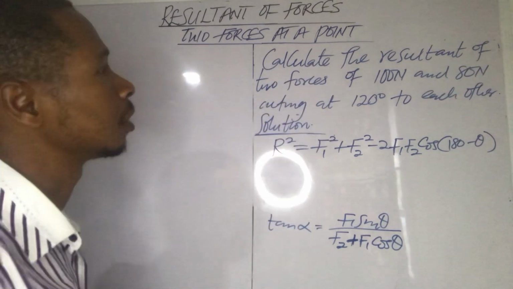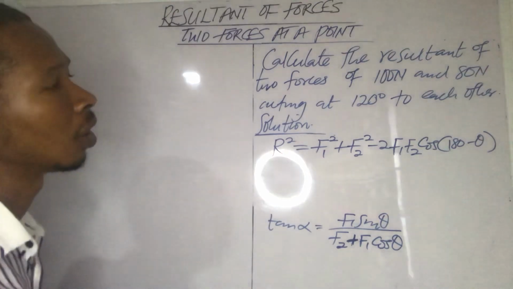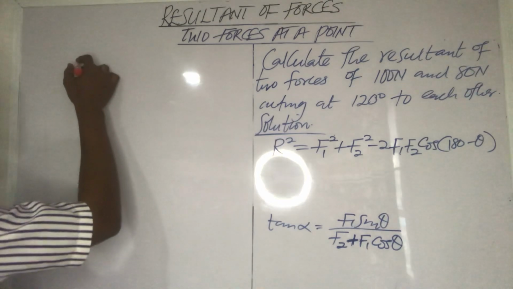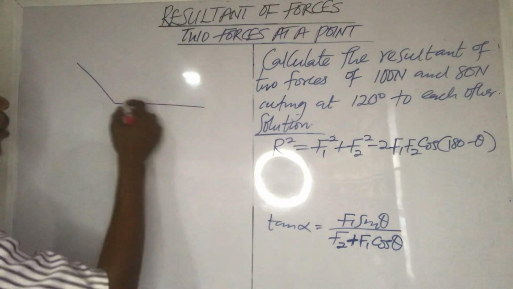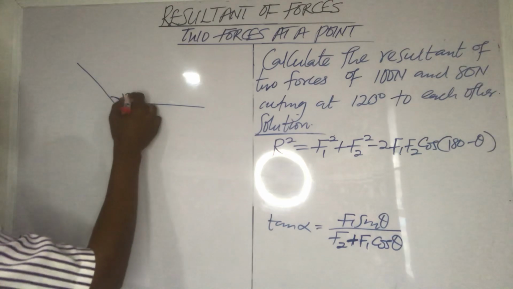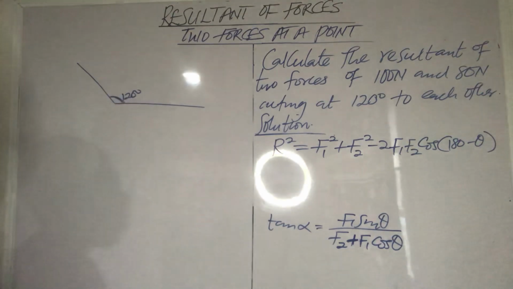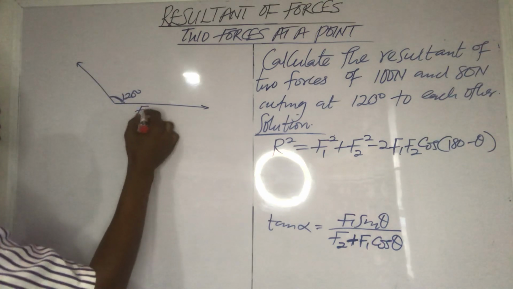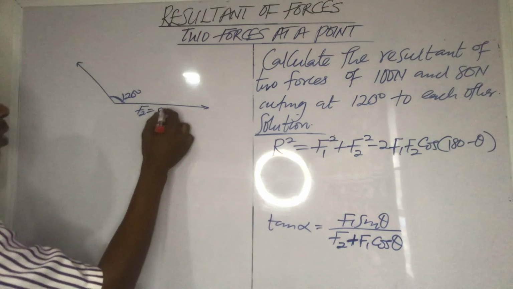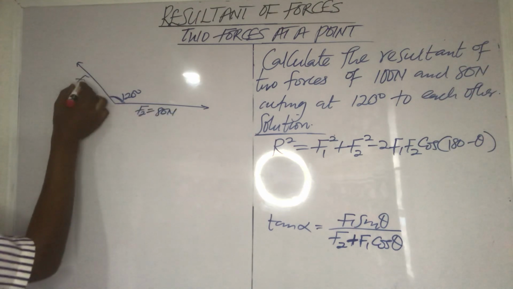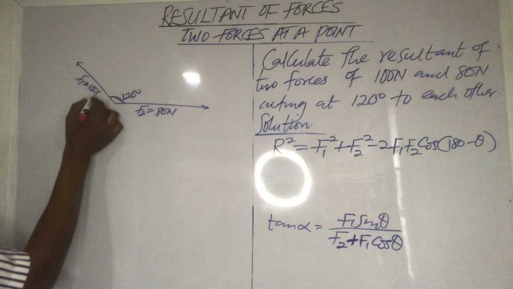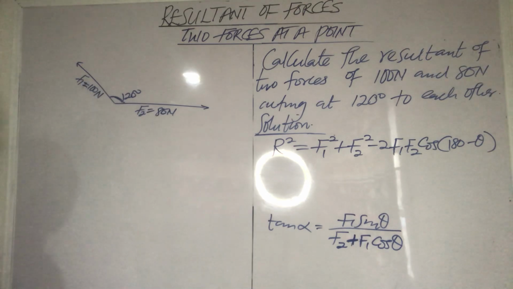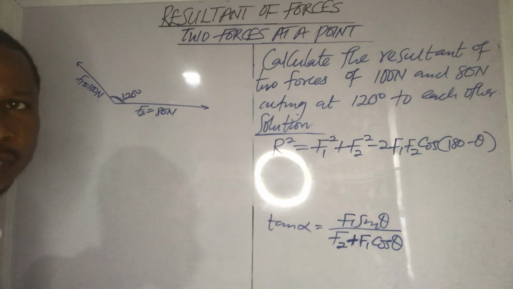So let's look at this example. Calculate resultant of two forces of 100 Newton and 80 Newton acting at 120 degrees to each other. So you have 100 Newton and 80 Newton acting at an angle of 120 degrees to each other. So this is the diagram. You have F2 is 80 Newton, F1 is 100 Newton.